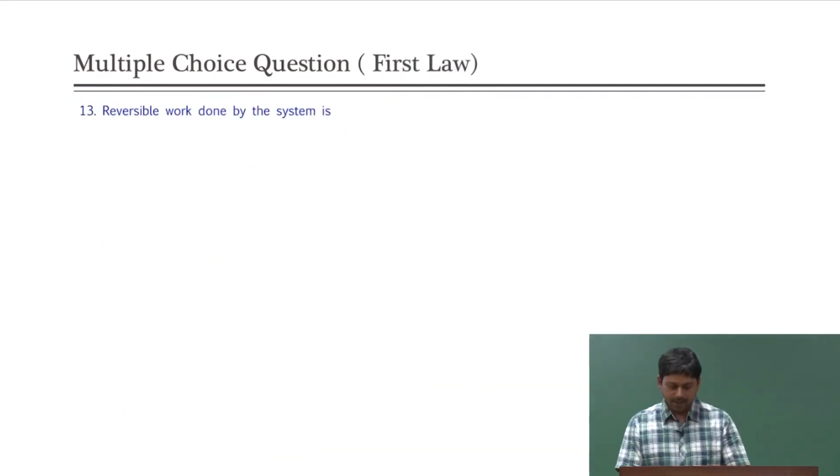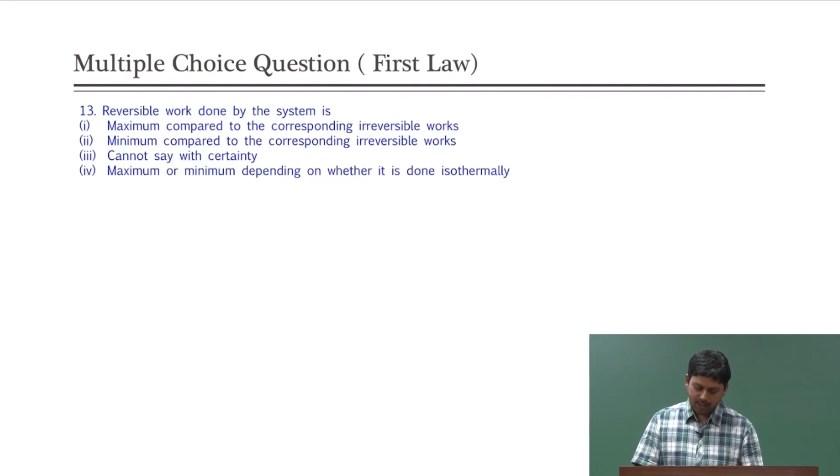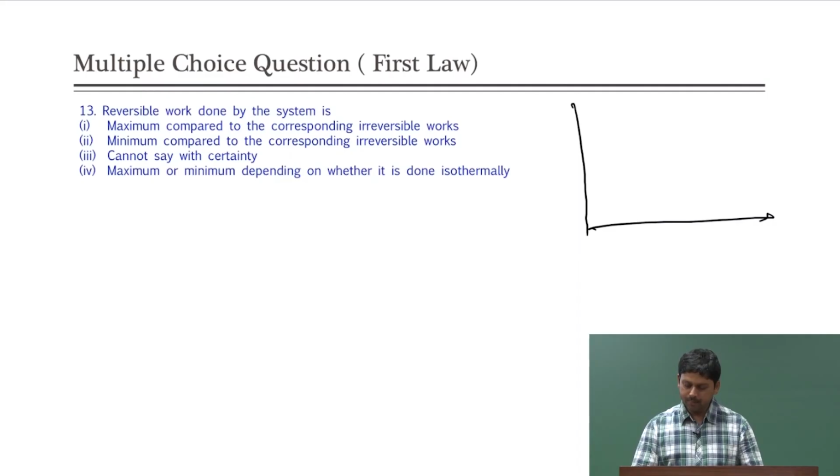Okay. Question number 13. Reversible work done by the system is maximum compared to the corresponding irreversible work, minimum compared to the corresponding irreversible work, cannot say with certainty, and maximum or minimum depending on whether it is done isothermally. So, I will remind you again how we calculate the work done for two processes. Let us say we are talking about work done by the system. So, work done by the system is typically an expansion work. We start from 1 and go to 2.